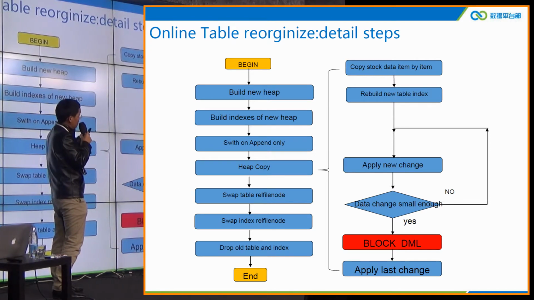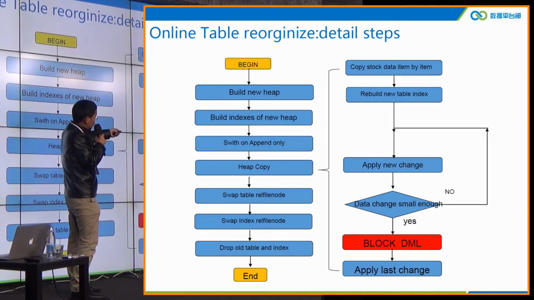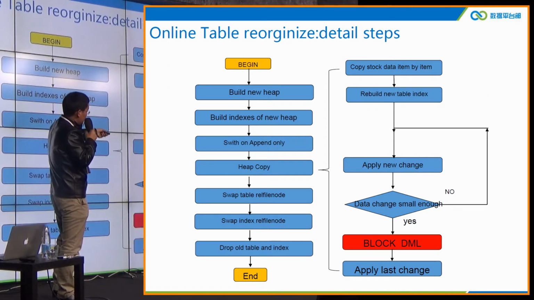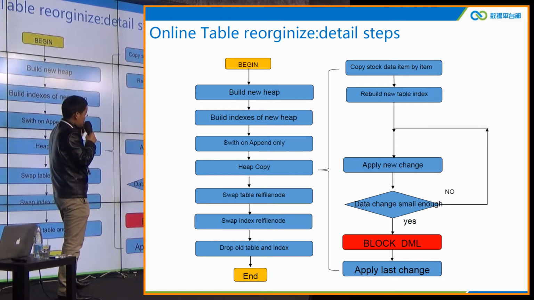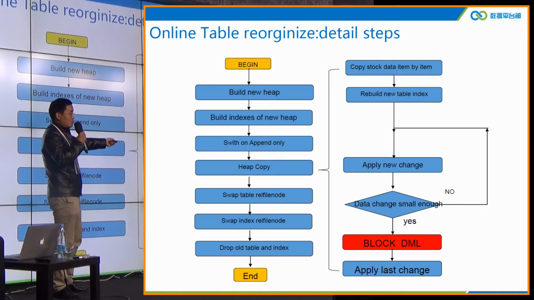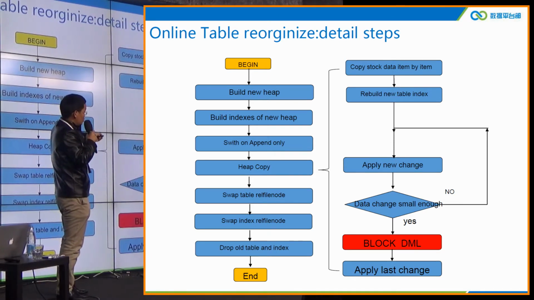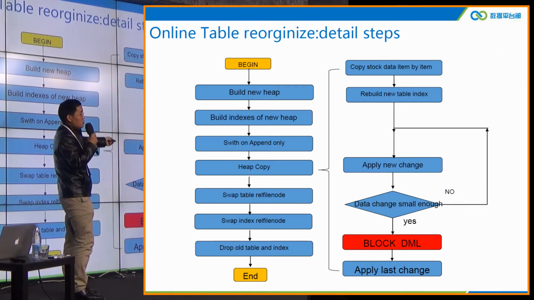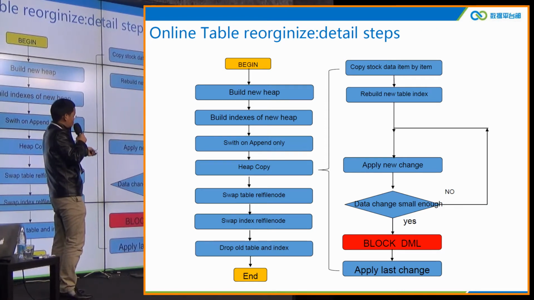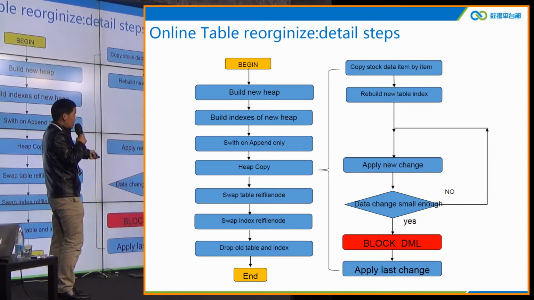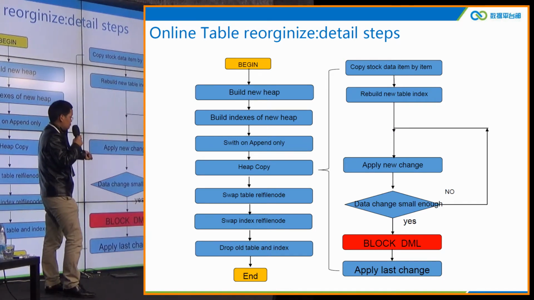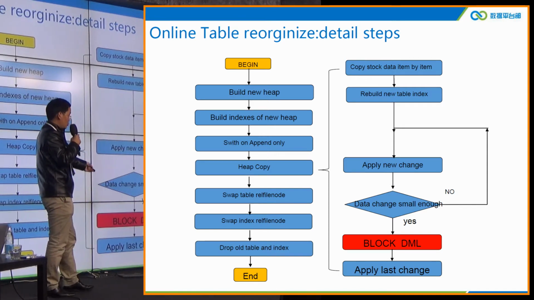And when this is done, we go into an iteration loop. In this loop, we have two steps. Step one, we read from the shared pipeline to get the newly coming tuples and apply the change on the new heap. After this, we check whether the data change is small enough. If it is, we break the loop and upgrade the lock to block DML.